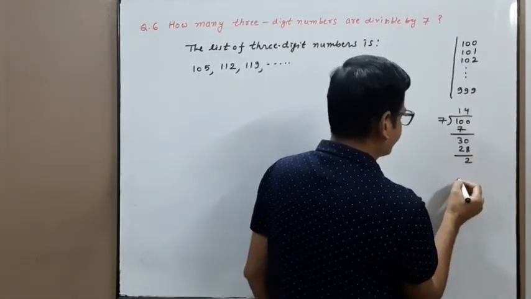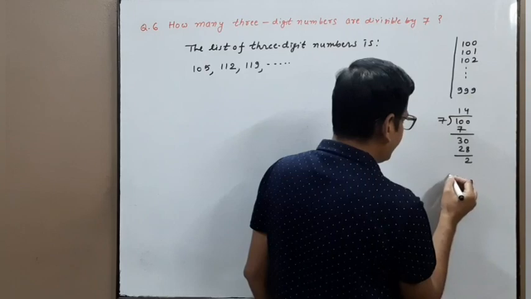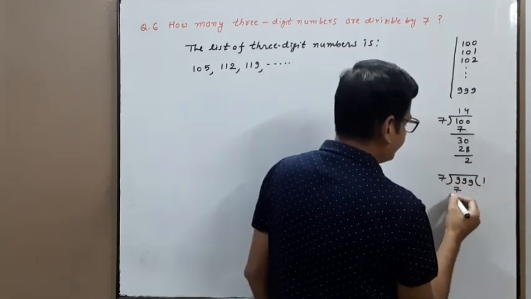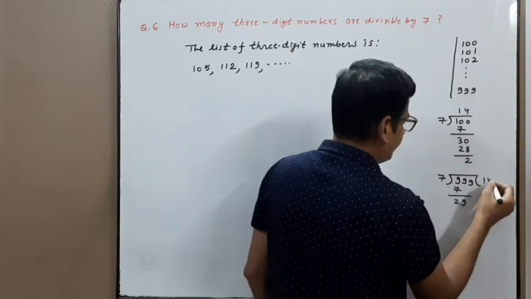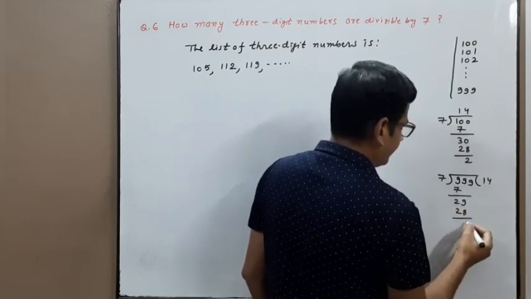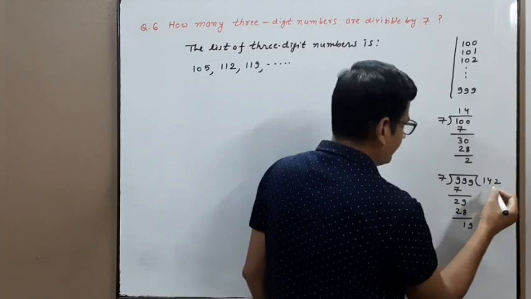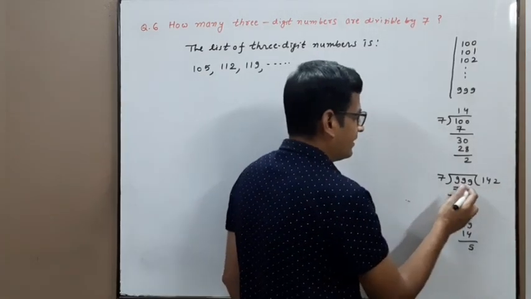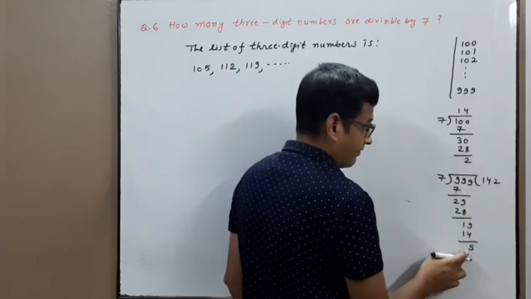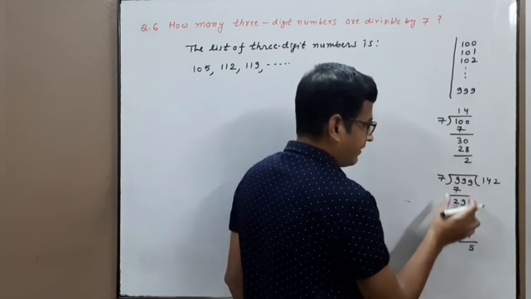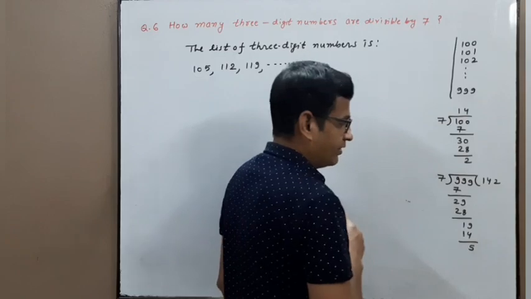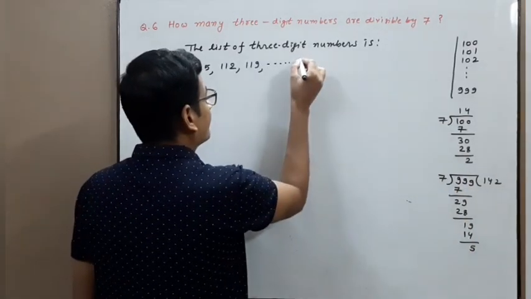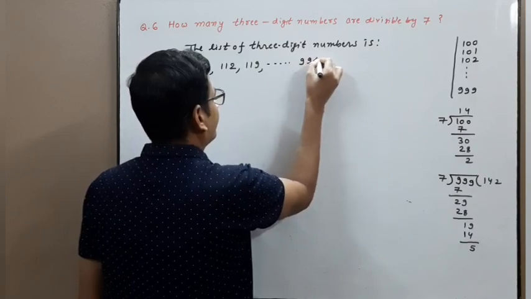Now divide 999 by 7. 7 times 1 is 7, 7 times 4 is 28, and 7 times 2 is 14. When you divide 999 by 7, the remainder is 5. That means 5 is extra, so subtract 5 from it. That means 994 is divisible by 7. So the last number is 994.